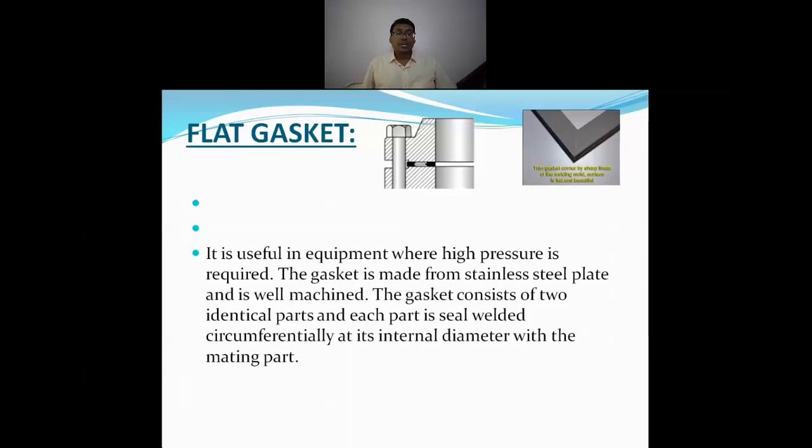Then flat gaskets. They are useful in equipment where high pressure is required. This gasket is made from stainless steel plate and it is machined. The gasket consists of two identical parts and each part is seal welded. This is the welding that is coming into the picture.